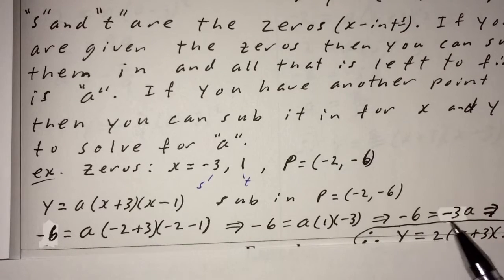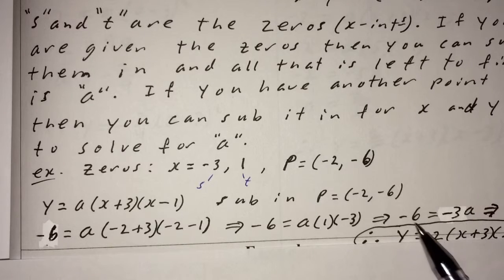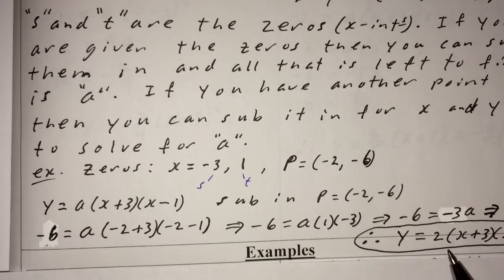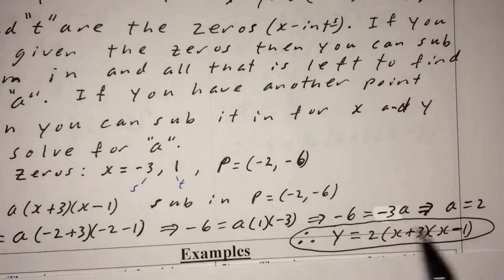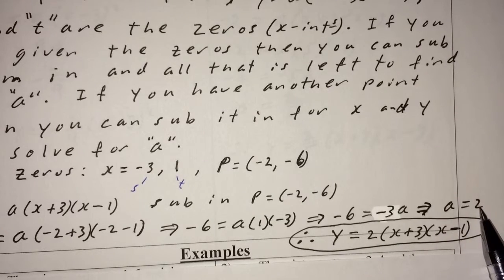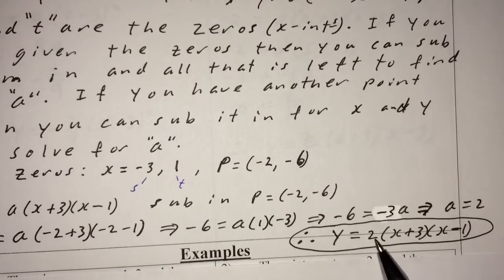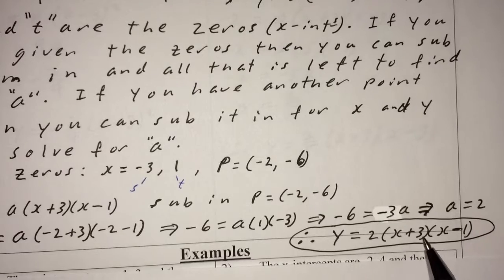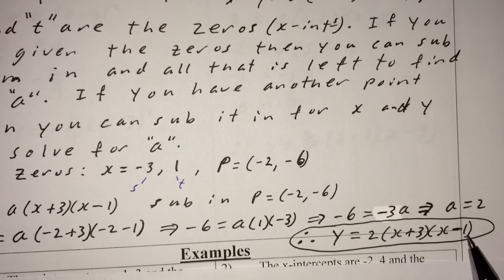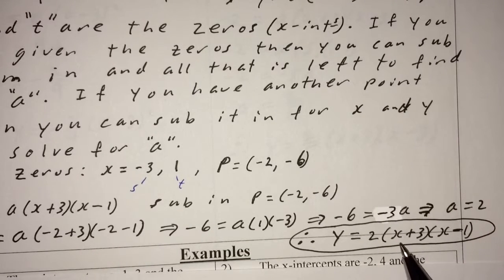Okay, so -6 equals -3a. Divide both sides by -3. And you get a equal to 2. So a equals 2, you can sub it in here. Sub it in here for a. You get y equals 2 times x plus 3 times x minus 1. And that's the equation of the quadratic in factored form.